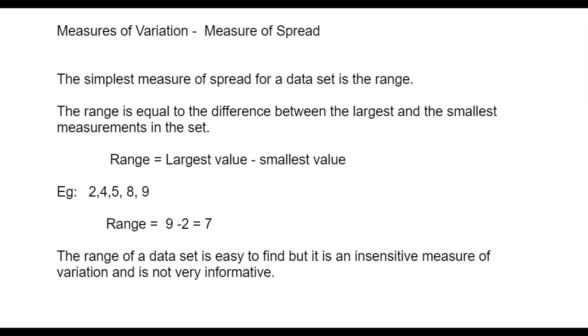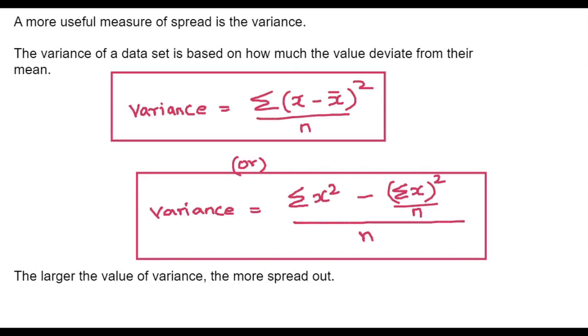The simplest measure of spread for a data set is the range. The range is equal to the difference between the largest and the smallest measurement in the set. For example, 2, 4, 5, 8 and 9. Here the largest value is 9 and the smallest value is 2. So range equals 9 minus 2 equals 7. The range of the data set is very easy to find, but it is an insensitive measure of variation and it is not very informative.